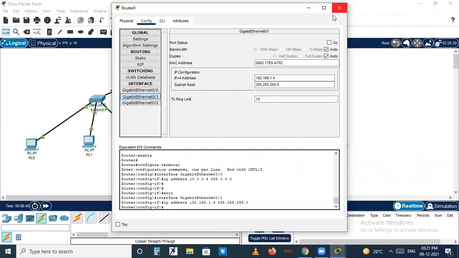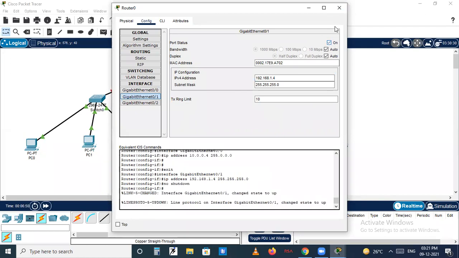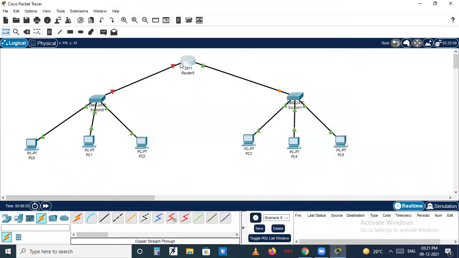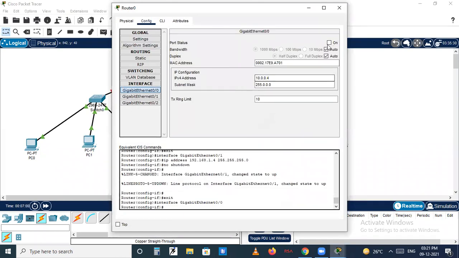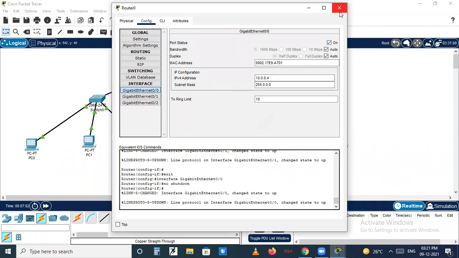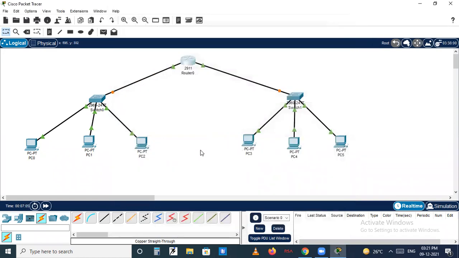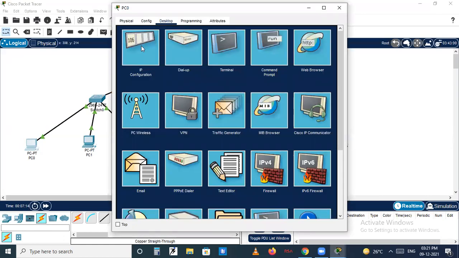Okay, now we need to switch this on, because this is switched off, so we need to click on switch on here. Okay, done. Here we also need to switch on this one, otherwise it will not receive or send any data. Now we have given IPs to all the systems. So let us ping PC0 to PC2 within the same network.